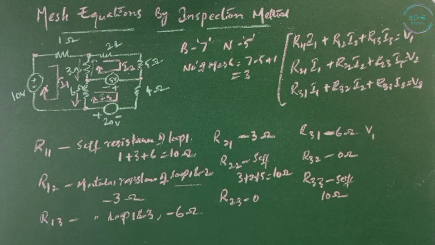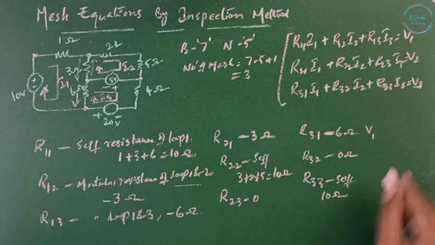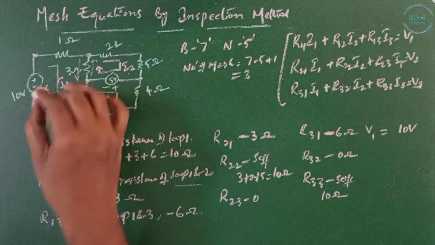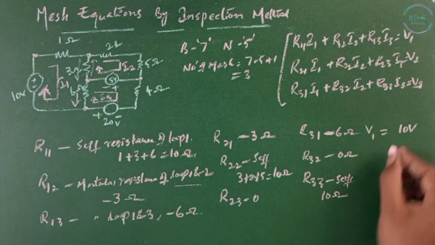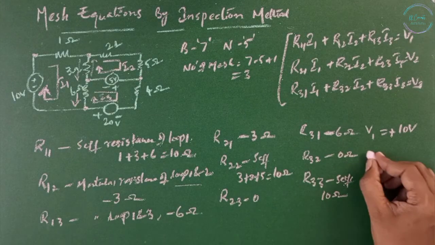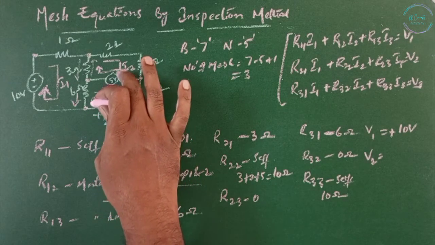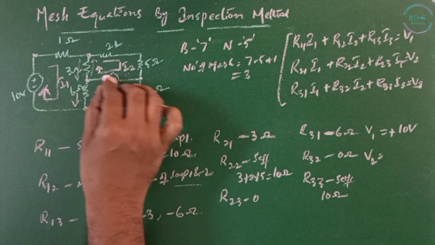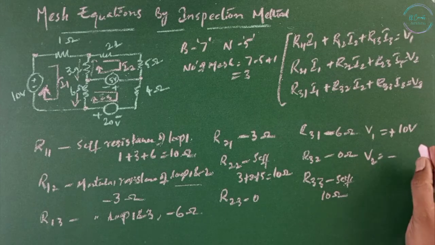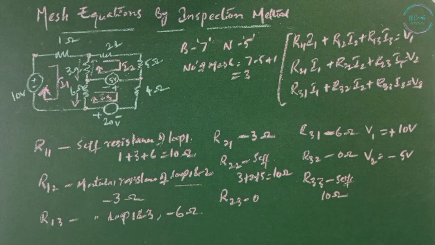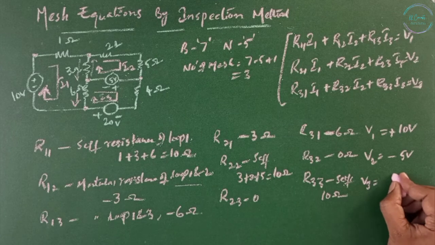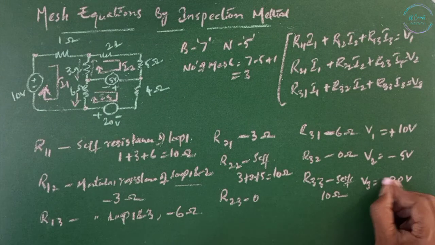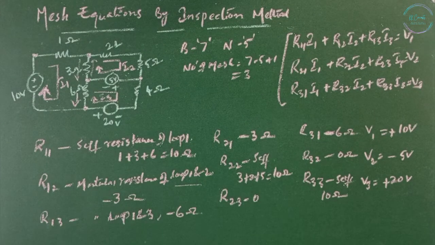V1 is the voltage in loop 1, that is 10 volts, and the direction of the voltage is similar to the direction of the current. The current is going from negative to positive, so I am taking this as a positive 10 volts. Then V2 is the voltage in loop 2. The direction of the current is opposite since it is going from positive to negative, so it is negative, 5 volts. And V3 is 20 volts, and the current is flowing from negative to positive, so it is positive.